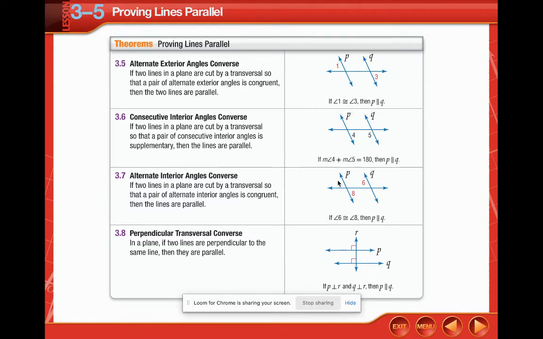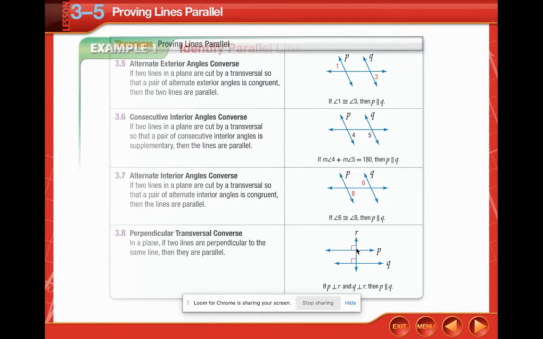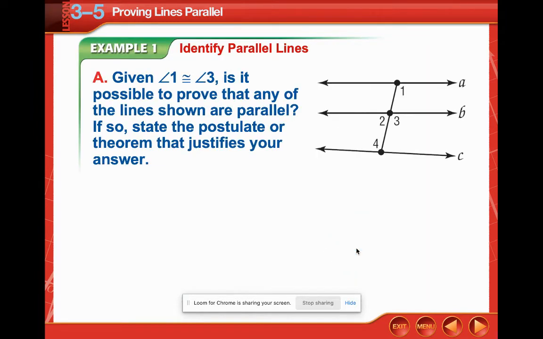Alright, so these are very similar to the corresponding angles converse, okay? Alternate exterior angles converse, consecutive interior angles converse, alternate interior angles converse, and the perpendicular transversal converse. Okay, these are literally the same thing as what we did in the past. But it's saying that if the alternate exterior angles are equal, the lines are parallel. If the consecutive interior angles are supplementary, the lines are parallel. If the alternate interior angles are congruent, the lines are parallel. If it makes two right angles, they're parallel. Right? It's pretty much just saying the converse of what we've already learned. Remember, the converse is just saying something backwards. It's like saying Mr. Selby is the best teacher, the best teacher is Mr. Selby. Both those statements could be considered true.